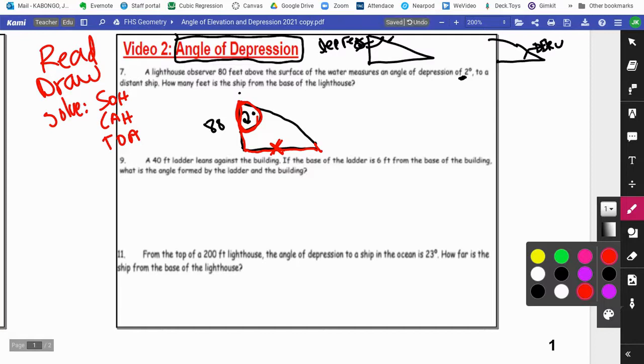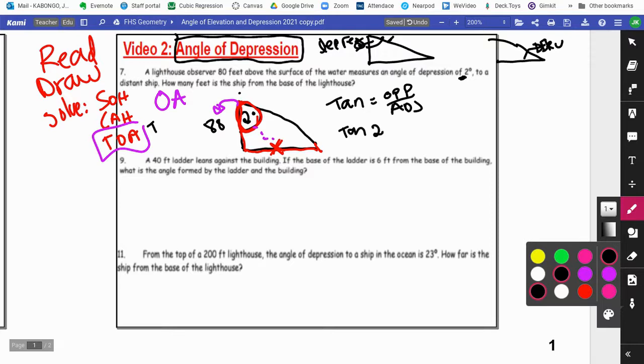Okay, so what do we have here? Do I have any opposite? Yes, I do. What else do we have? Next to it is always the adjacent. So that looks like we're going to do TOA. TOA stands for tangent equals opposite over adjacent. So in this case, we have tangent of 2 degrees equals opposite, which is x, over adjacent, 88. So you're going to multiply by 88 on both sides. And if you put this in your calculator, we have our answer.